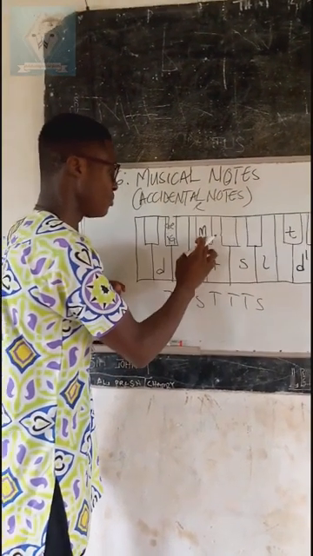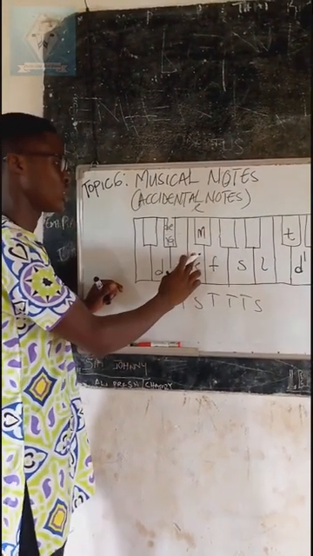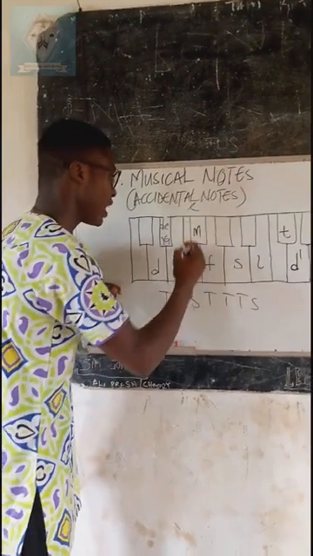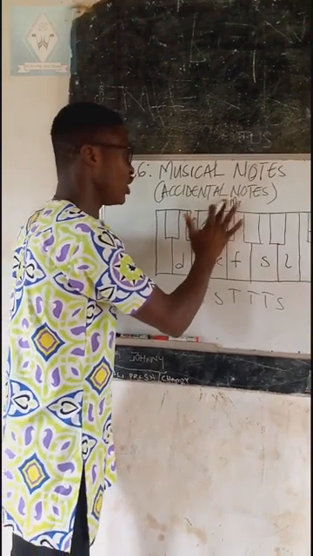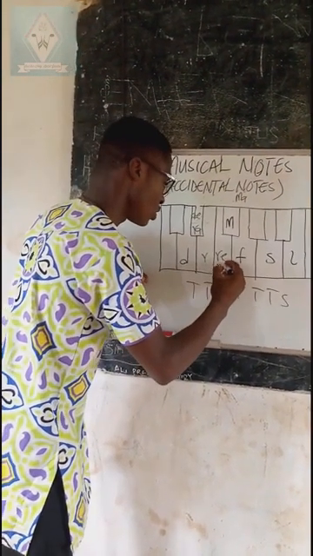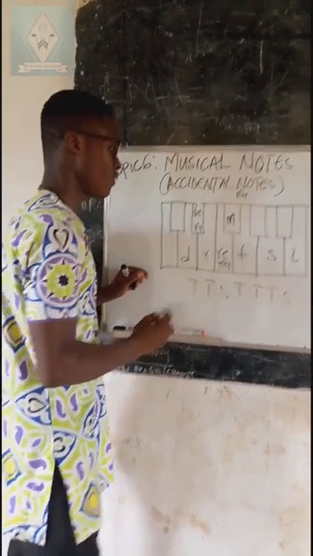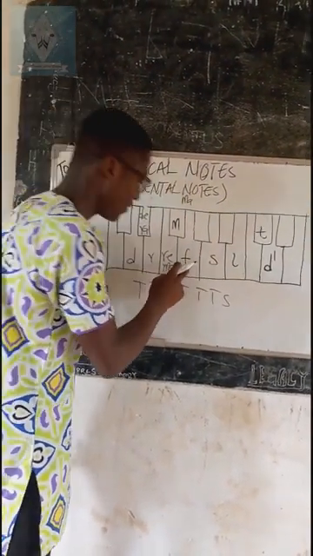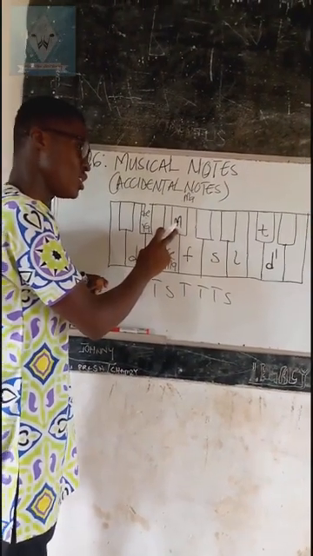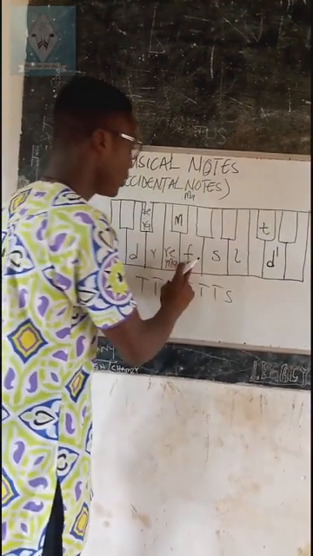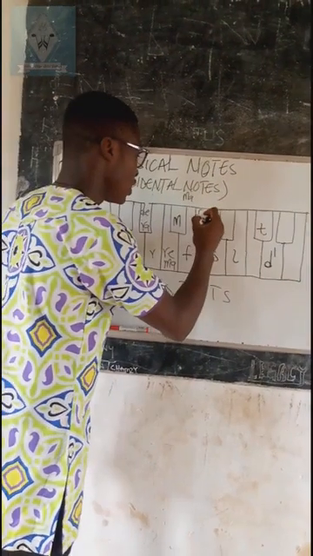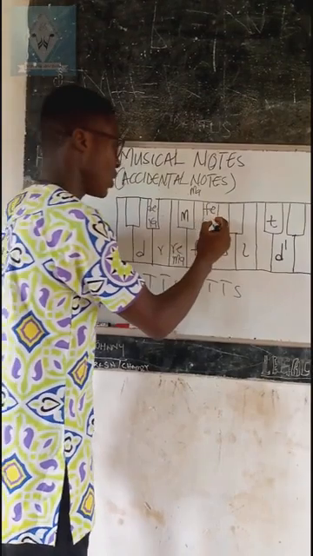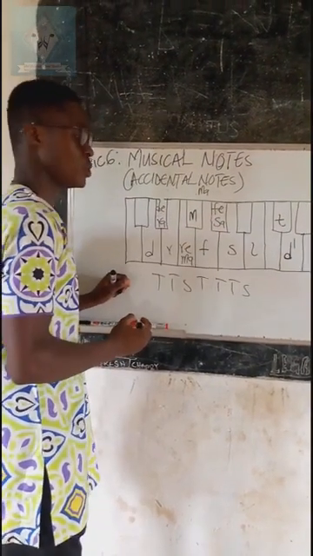If I flatten mi, this is my endpoint because flattening a note means moving a semitone behind. So I will just add A to mi to have the name of this note. If I sharpen mi, my endpoint is on fa, therefore mi has no sharp. If I flatten fa, my endpoint is on mi, therefore fa has no flat. Now sharpening fa, this is my endpoint. I will add E to fa to have the name of this note. Flattening so, this is my endpoint. I will add A to so to have the name of this note.